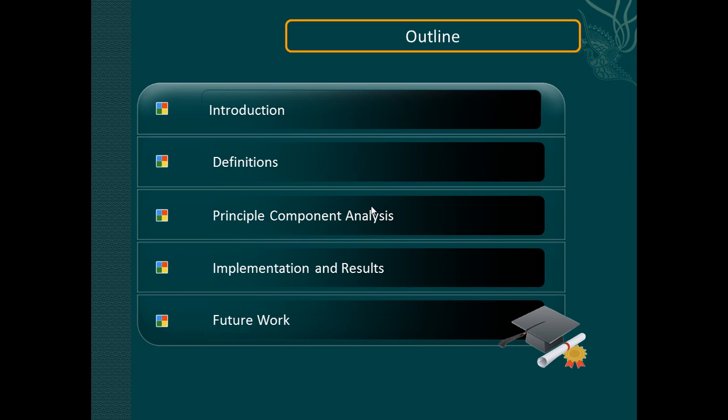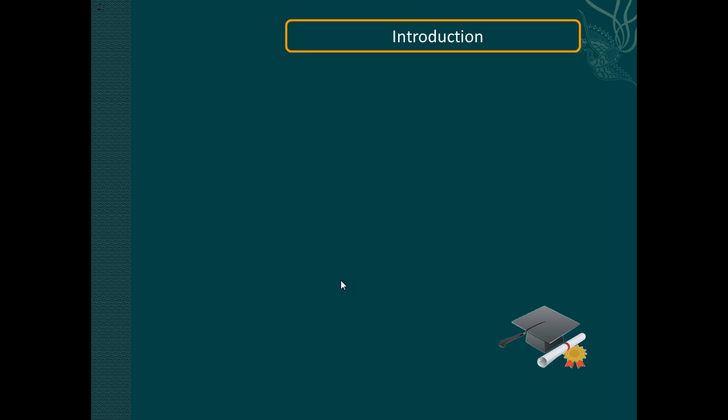This is the outline for my presentation. The first is the introduction, the second is the definitions, the third is the principal component analysis, and the fourth is implementation and results. The final is the future work. Let's first look at the introduction.